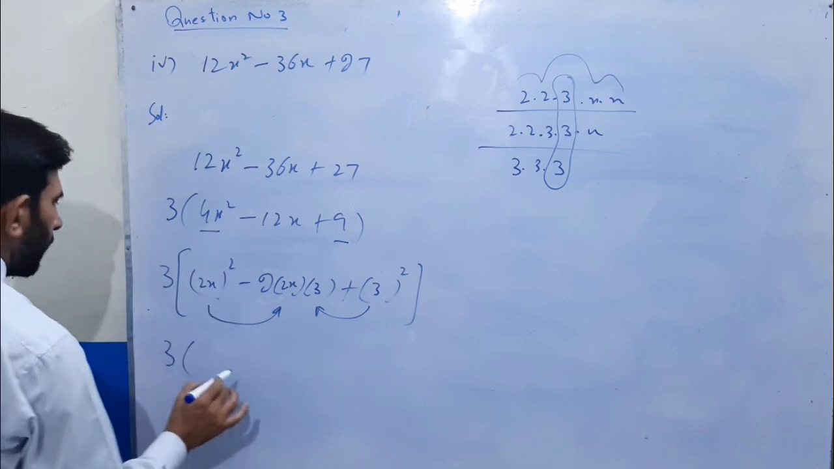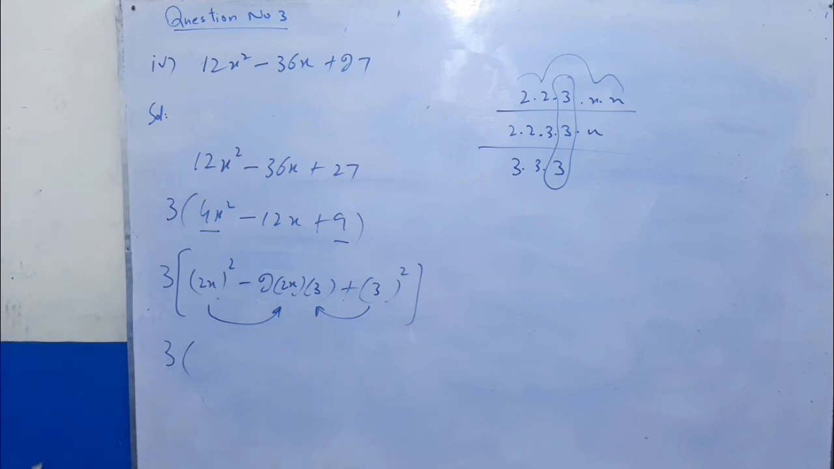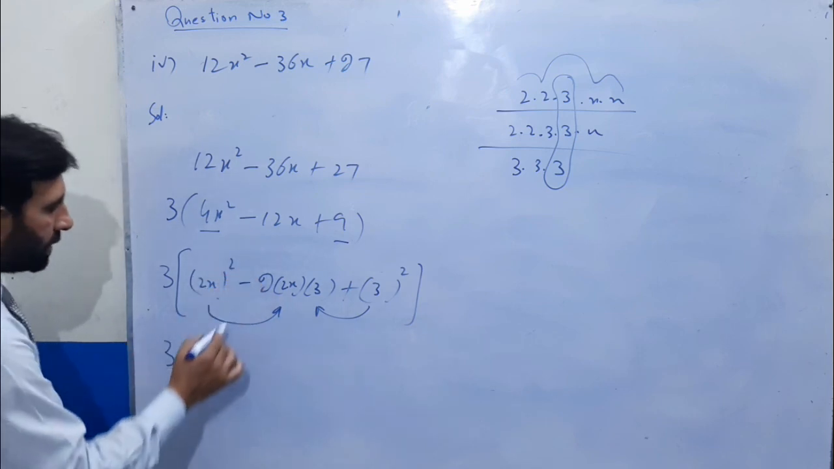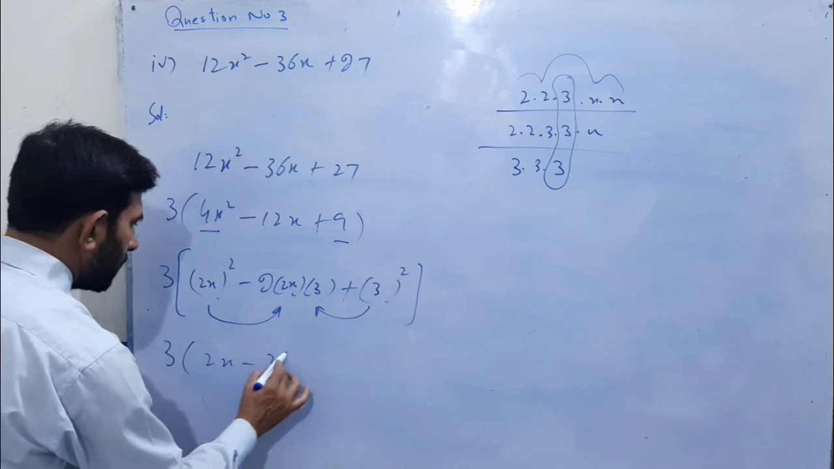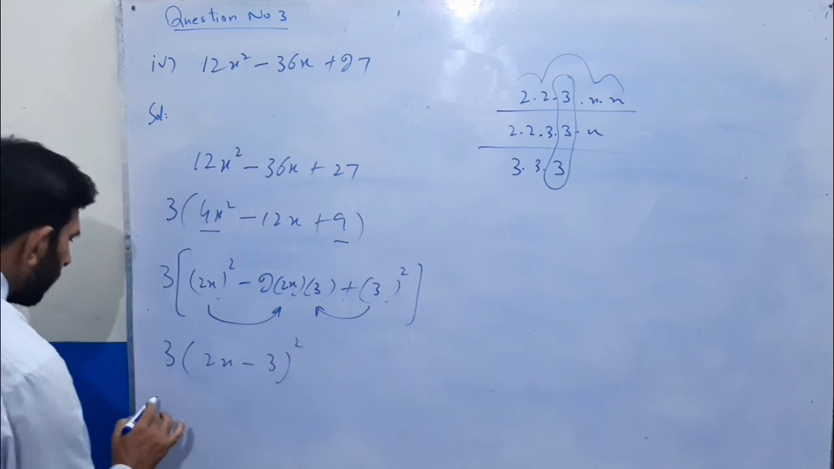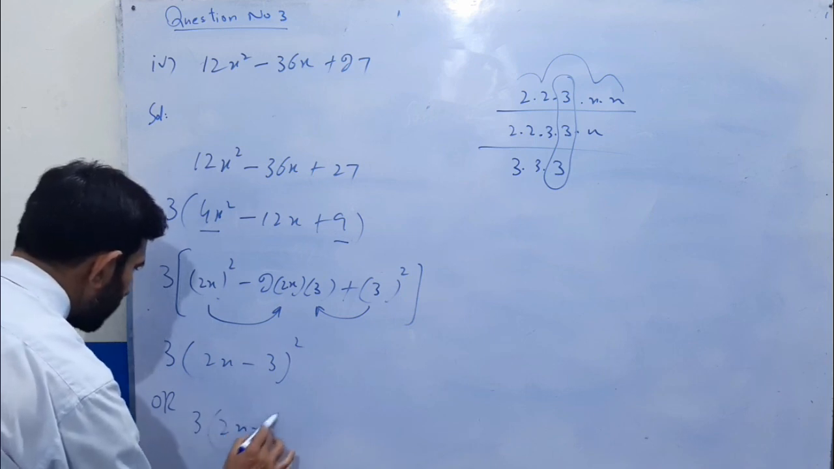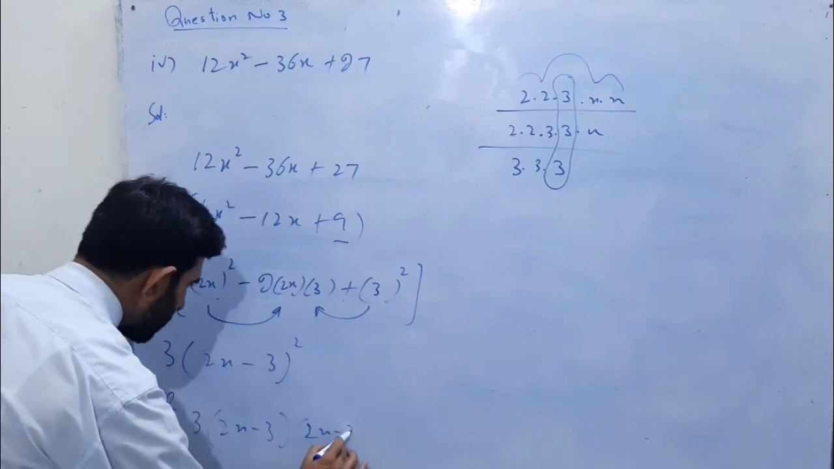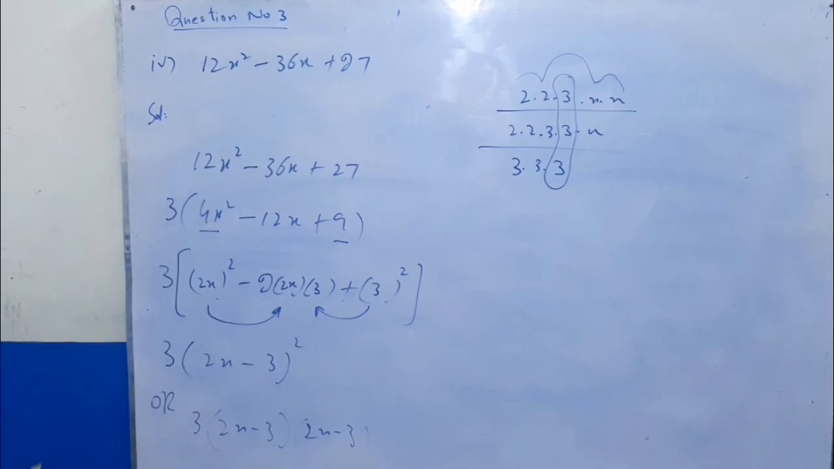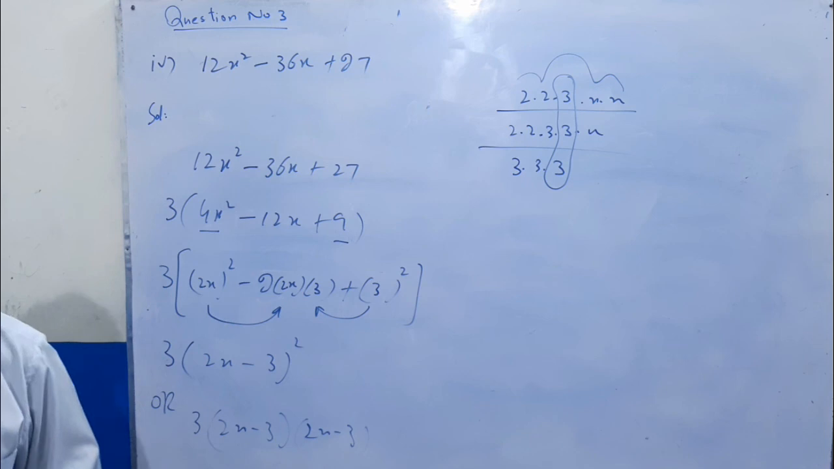It means you can apply the identity. Minus sign is there in the middle, so write here 2x minus 3 whole square. Finally you can write 3 inside 2x minus 3, 2x minus 3. You can write in two brackets because you know this whole square indicates that 2x minus 3 is 2 times. You can write in two brackets as well.